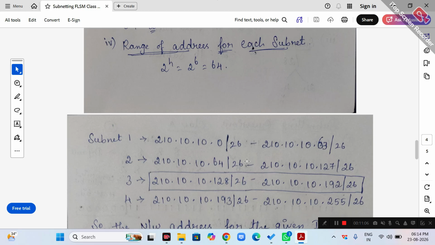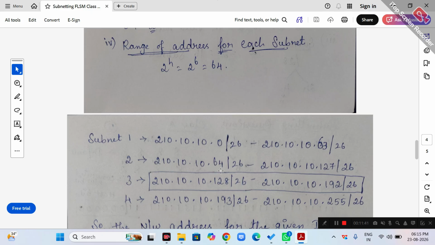So the total for this problem is 4 subnets, and this is the network address for each subnet and this is the broadcast address for each subnet. The total addresses available in each subnet is 64, including the network address and broadcast address. The next address in the subnet is 210.10.10.1, the next one is 210.10.10.2, similarly up to 63. So a total of 64 addresses are available in subnet 1.